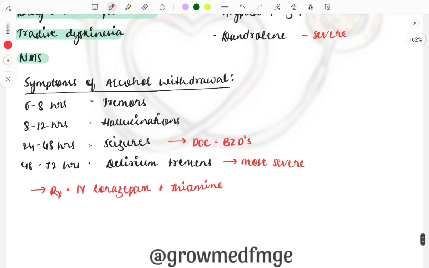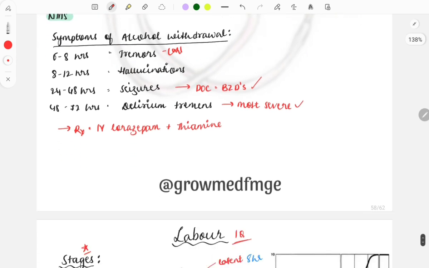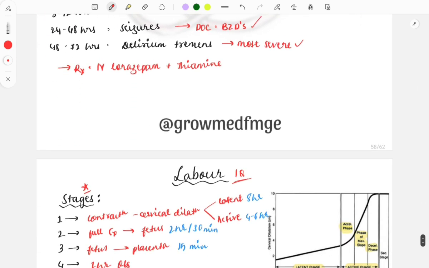And this is the alcohol withdrawal syndrome and the symptoms. So which symptom will be occurring in which hour and which is severe, which is the earliest. This is the earliest, this is the most severe, this is the seizures. Drug of choice is benzodiazepine and treatment is lorazepam plus thiamine.